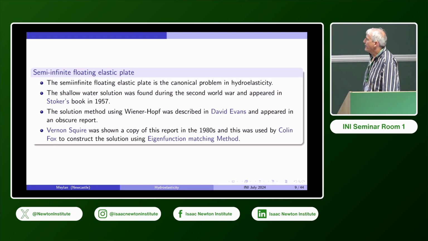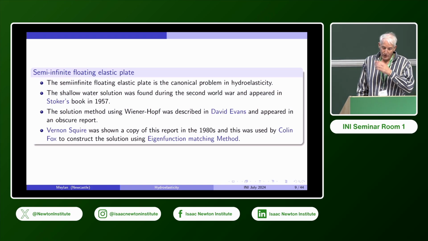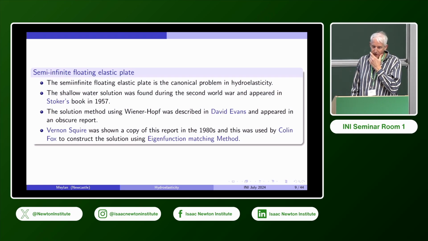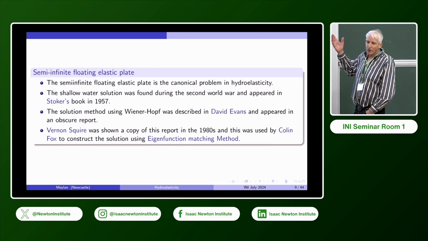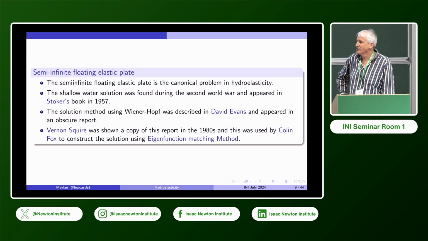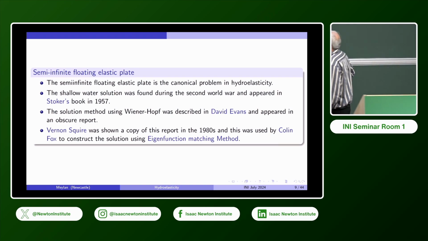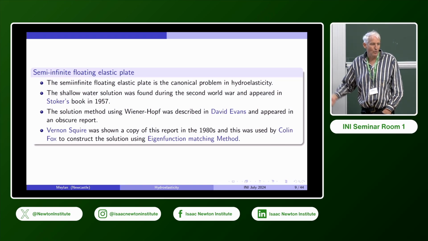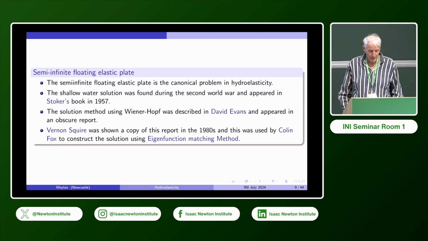So now I'm going to talk a little bit about the Wiener-Hopf method and the history of this floating elastic plate, because this is the problem we're going to look at and solve for our piezoelectric wave energy converter. It's quite interesting, the history of this problem, and you get more interested in history as you get older. The first solution to this problem was done during the Second World War, I think in connection to the design of the Mulberry Harbours and things like that.